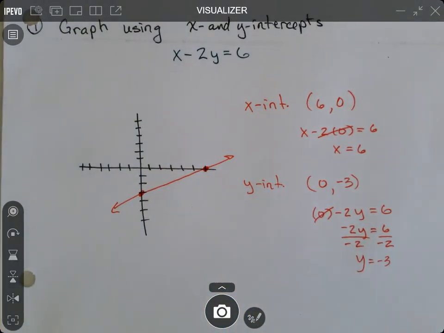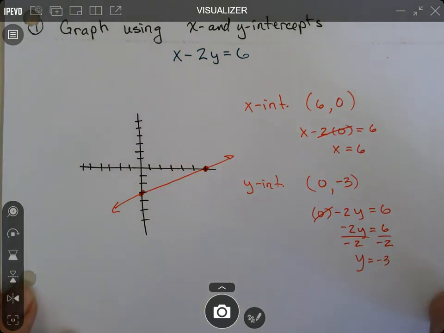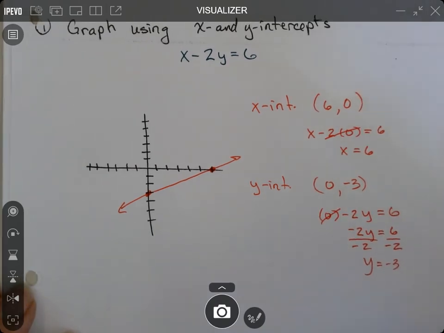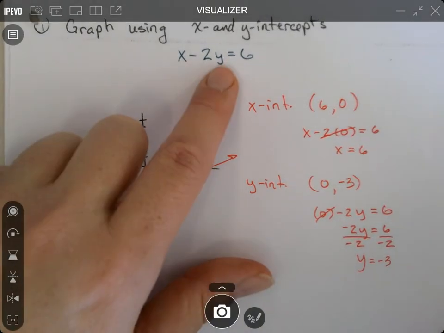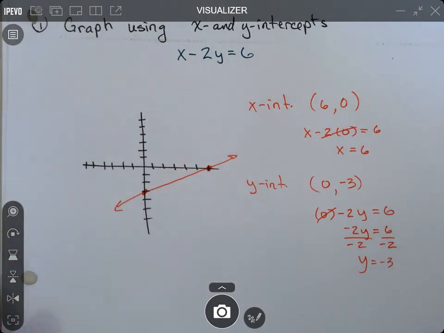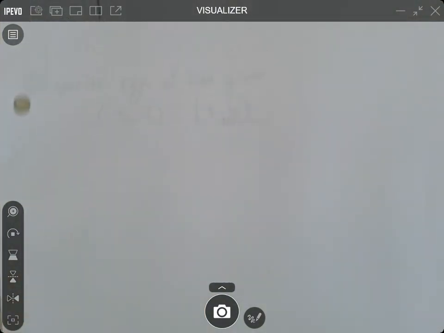Now, if it was an inequality, we'd have to do dash and solid. We have to shade. I'm not really reviewing inequalities today, but this goes hand in hand, so same idea. Well, this isn't an inequality, so we wouldn't shade anything. But we can talk about that when you do your review.